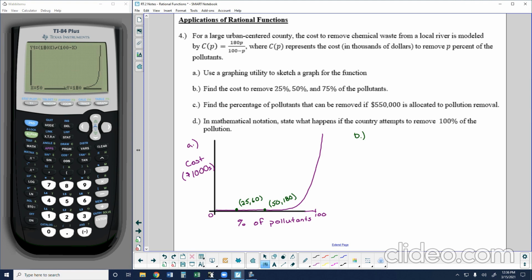So you can see it is increasing. And second trace, go to value. The last one is 75%. 75% is 540.